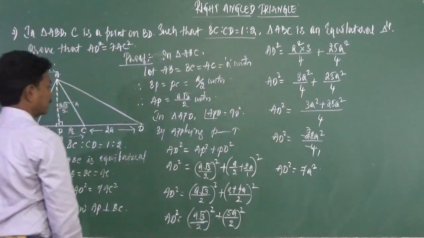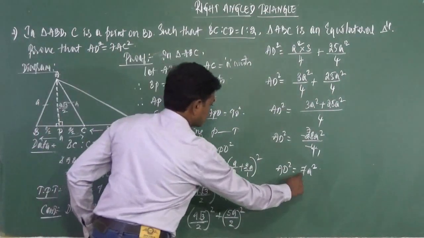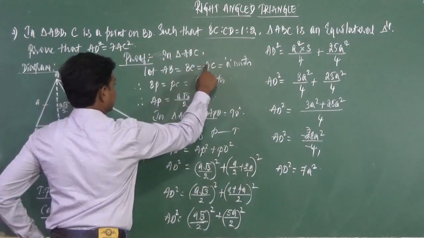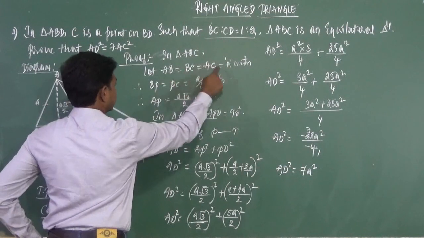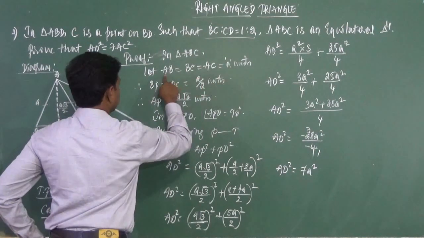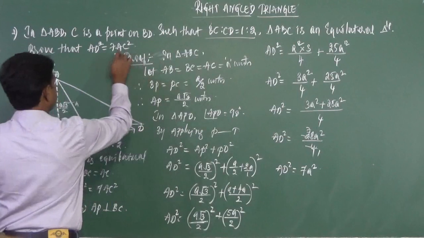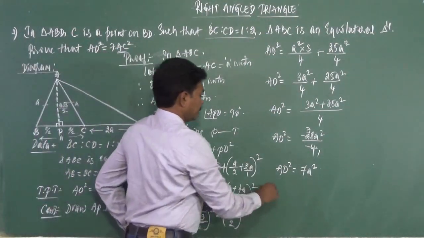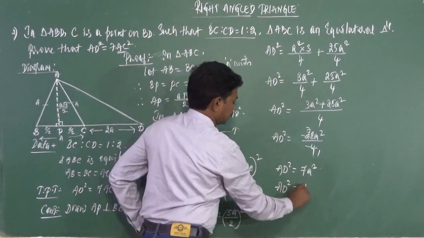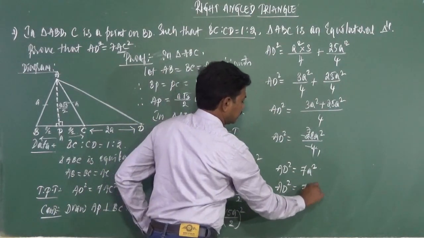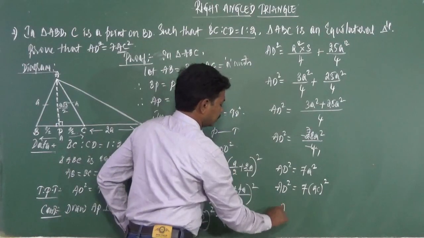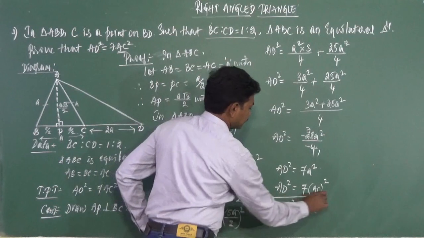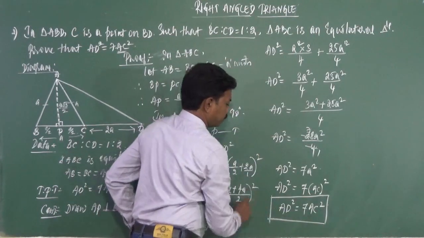So here, as we have 7A square, A is represented by AC, BC or AB. Instead of A, we can write AC, BC or AB. So let us see what is to be proved. We need AC, so instead of this A, I am going to write AC whole square. So that becomes AD square is equal to 7 AC square. So this is what is to be proved.